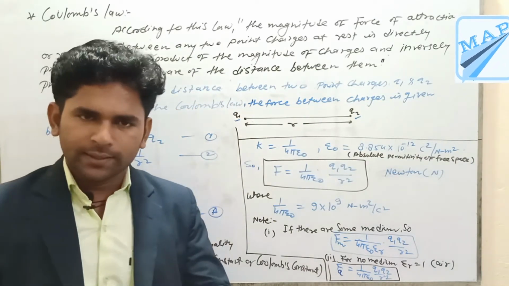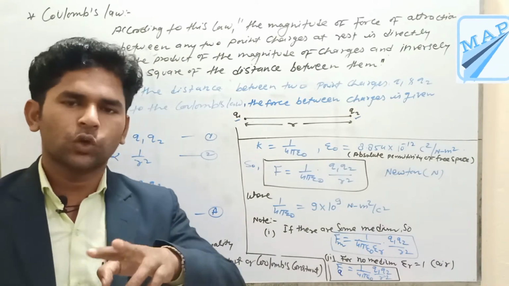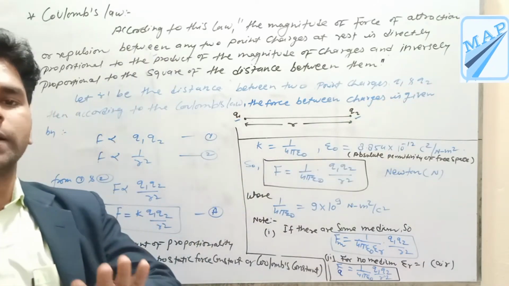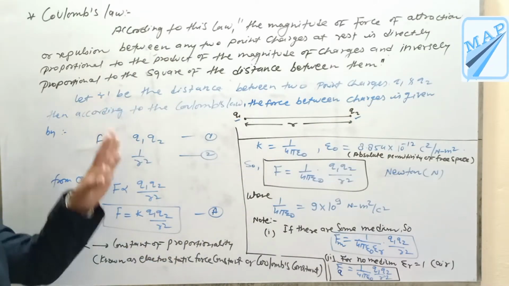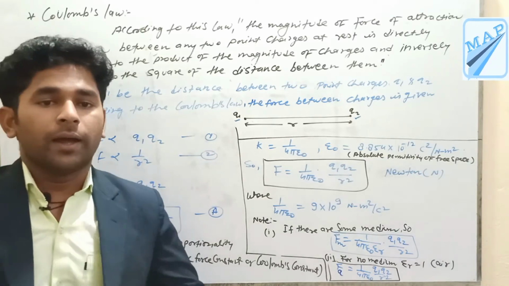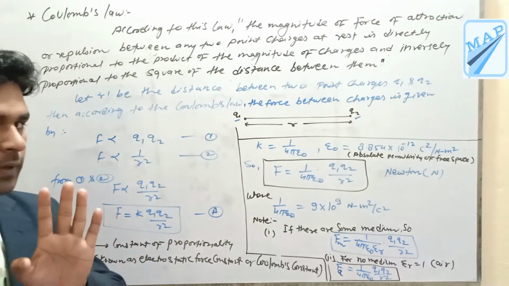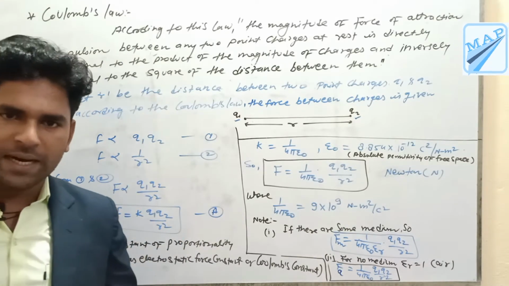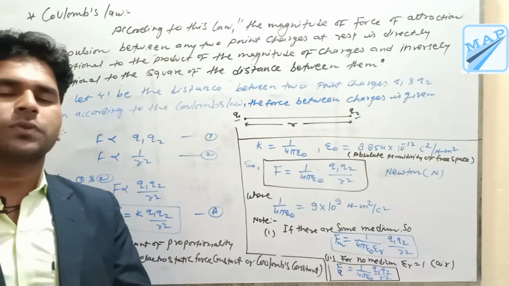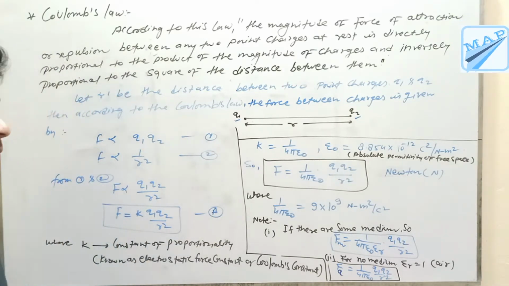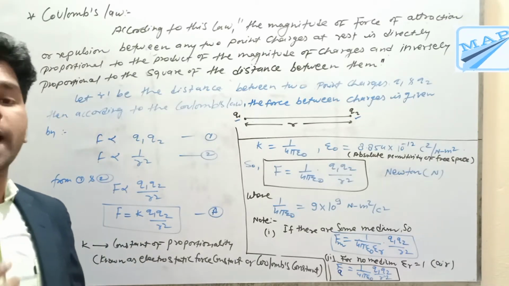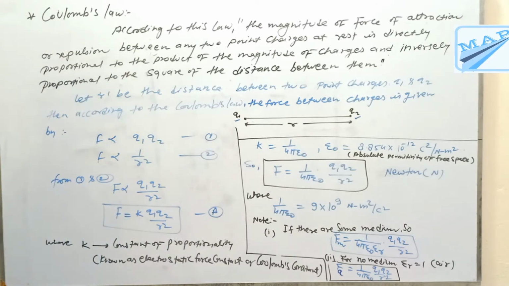Coulomb's law says that if you have two point charges Q1 and Q2, and the distance between them is R, then the force according to Coulomb's law is always proportional to the product of the magnitude of the two point charges and inversely proportional to the square of the distance between them. So there are two conditions: the first relates the force to the charges, and the second relates the force to the distance.